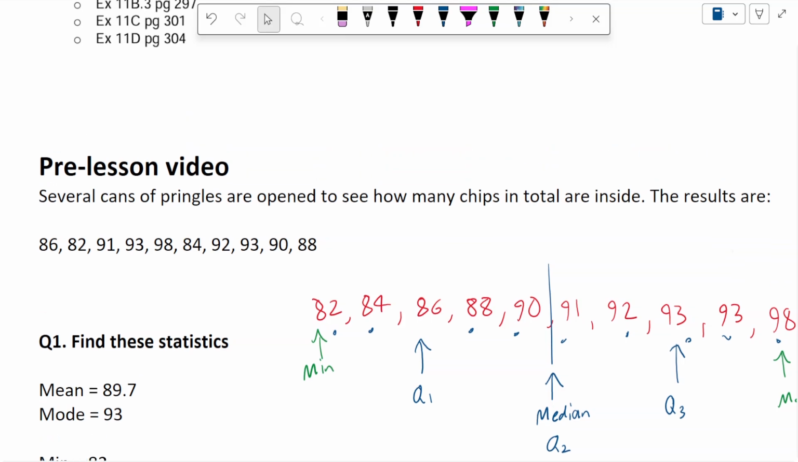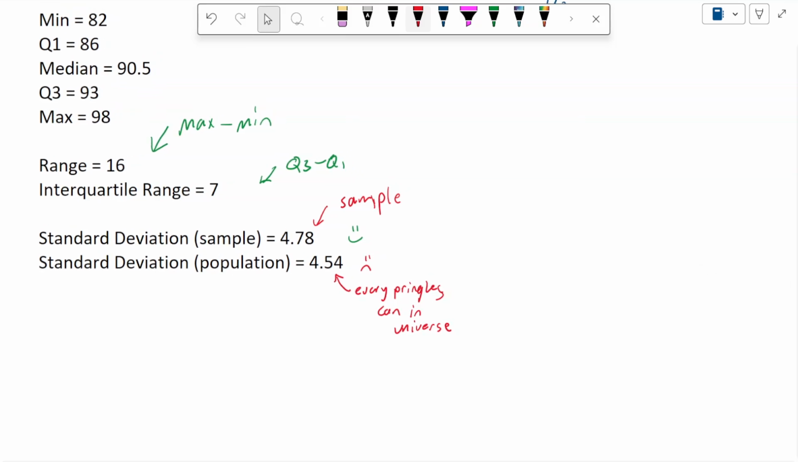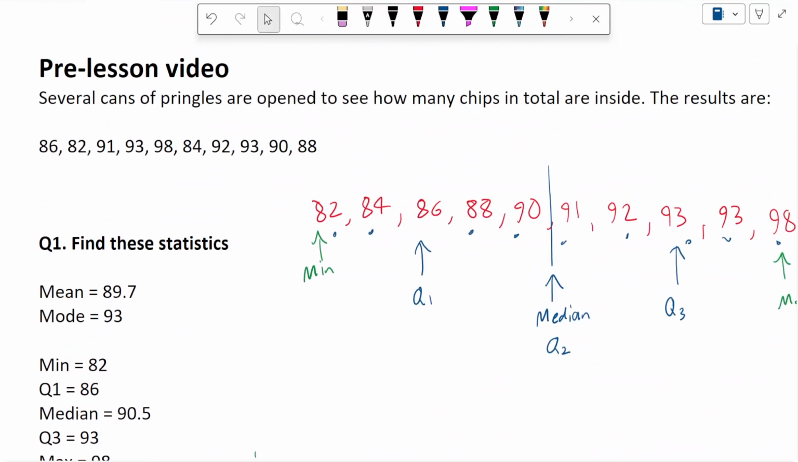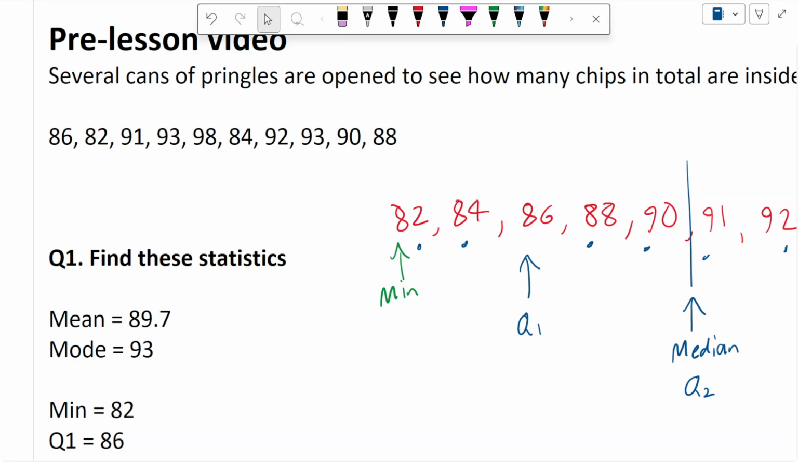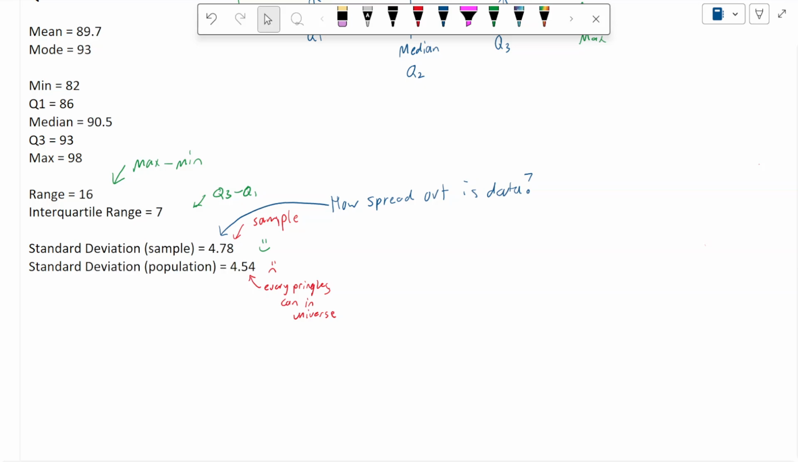Now, last time I checked, there were more than 10 cans of Pringles in the universe, so we just have a sample of cans here. So that's the correct number to use. And the way that you can interpret standard deviation is it means how spread out the data is. A big standard deviation means that it's very spread out, and a small standard deviation means that it's very condensed together. So if all of these had 84, 84, 84, 84, 84, the standard deviation would basically be 0.